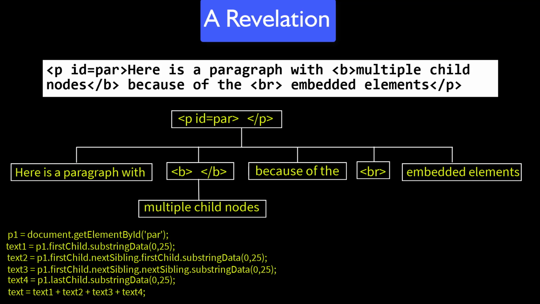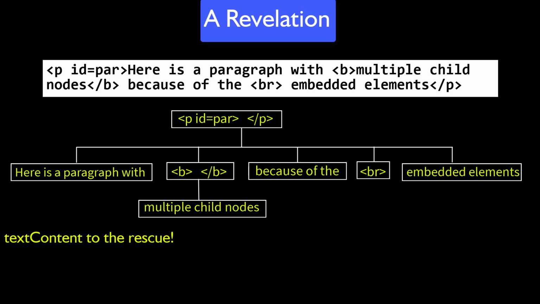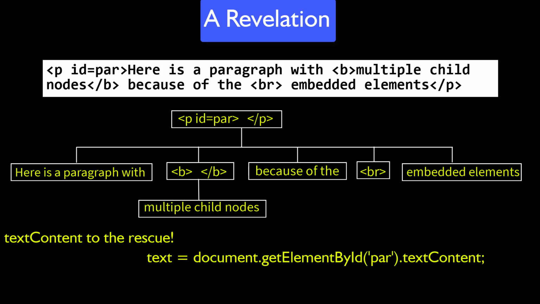Note, in all these cases I chose 0,25 for the text node because it doesn't hurt to overspecify, and this will work for each of the text nodes. But textContent to the rescue. For elements that contain text, textContent will grab all the text in one string from all the children and siblings. So you can simply do this. text = document.getElementById("par").textContent. That's it. That's a great help.